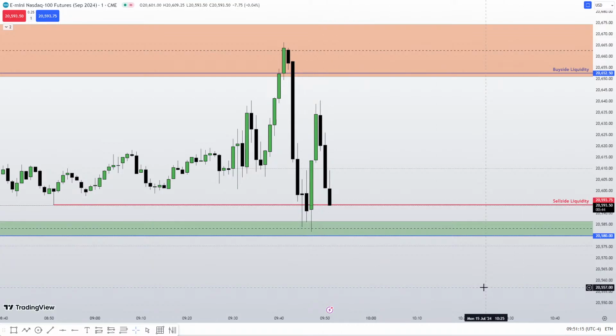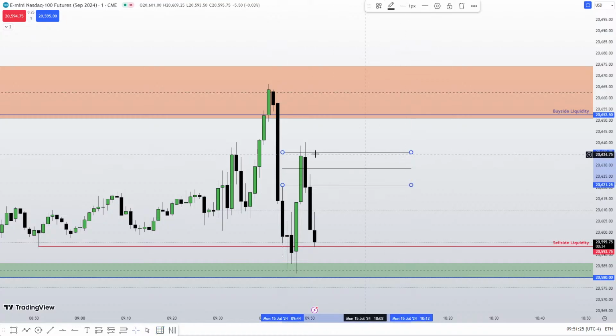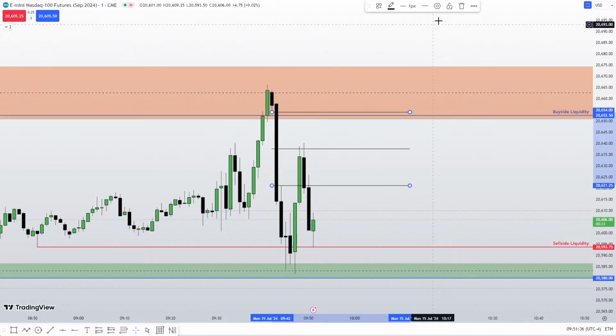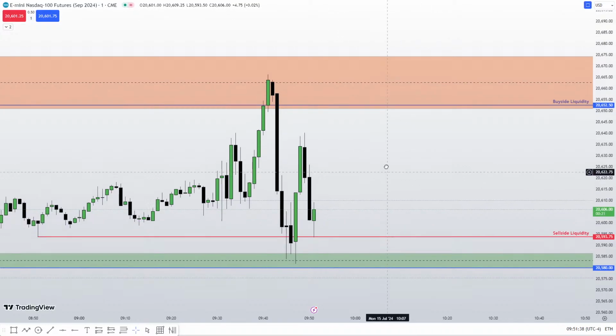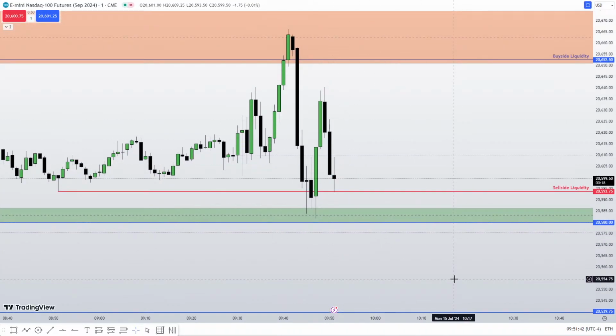Just imagine if you press the button here, 20621. Where will you place the stop loss? Okay, let me just show you. If this is a fair value gap and you are pressing the button here, where will you put the stop loss? At the high of the fair value gap, and this is almost a 30 point stop loss on NASDAQ. So this is not a good thing. Then you have to take almost 60 points take profit.